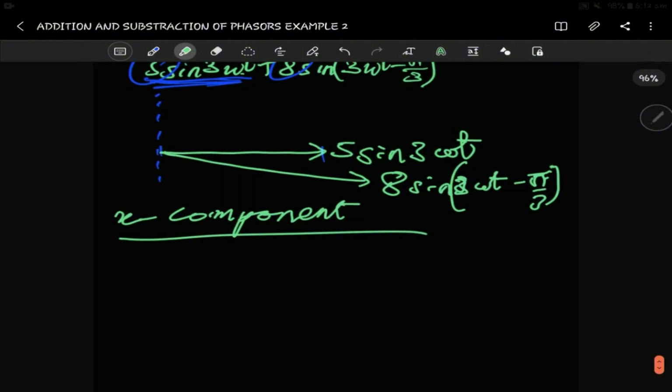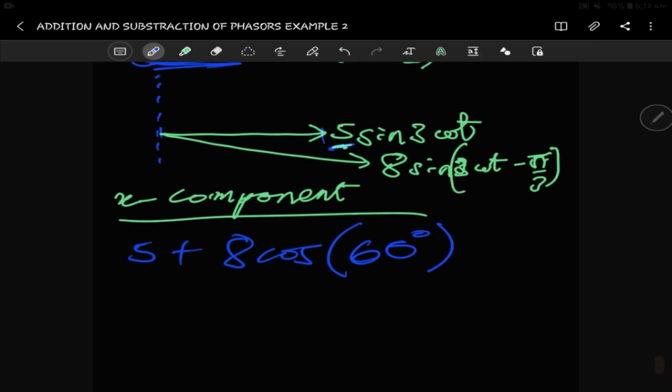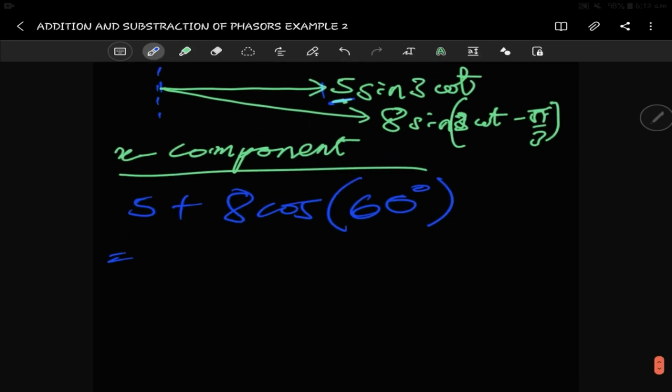Clearly, when you understand it, you can even skip drawing the diagram and go straight forward. For the components of this one right here, it's just the 5, so that'll give us 5 plus that of this one, so we get 8 cos of 180 on 3, and that gives us 60 degrees. That's this component, so let's see what it gives us.